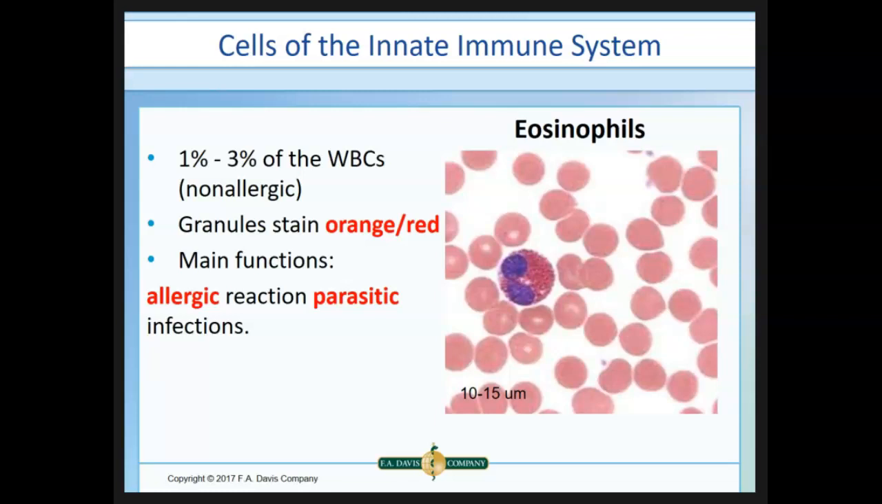Eosinophils, they're probably my favorite white blood cell because they are so pretty. Eosinophils in the innate immune system make up 1 to 3% of white blood cells in non-allergic patients. So we're going to get to that in a minute, but what do you think that means? If 1 to 3 is normal in non-allergic patients, their granules stain orange or red. Their main functions are in allergy reactions and parasitic infections. So if you have an allergy or a parasite infection, you are going to see more eosinophils.